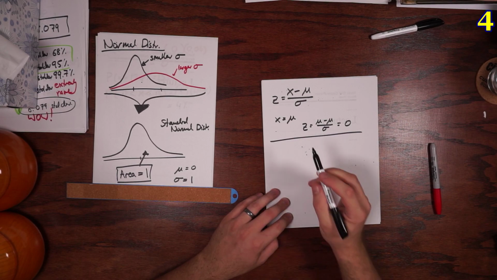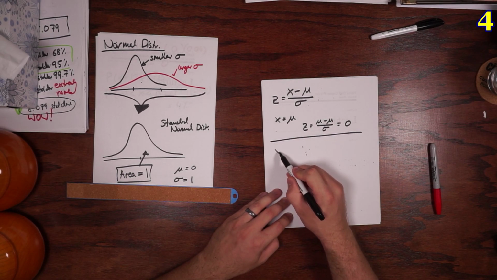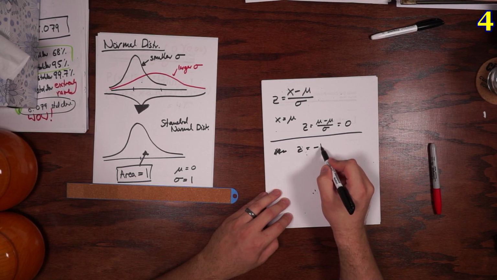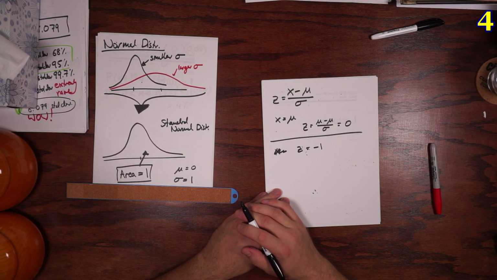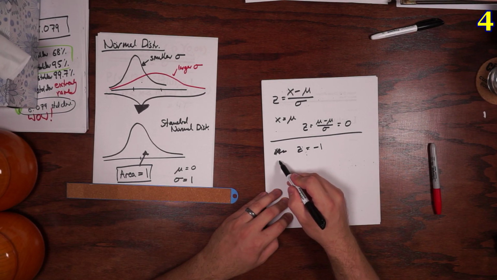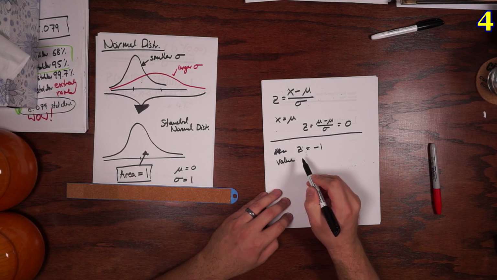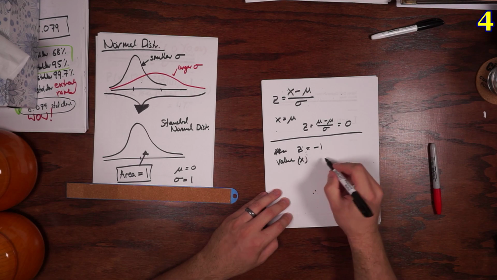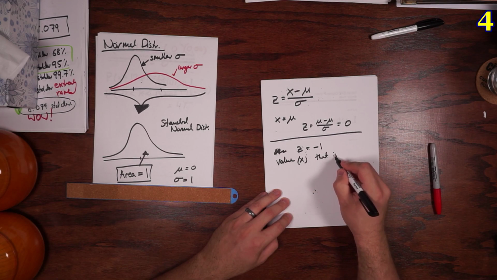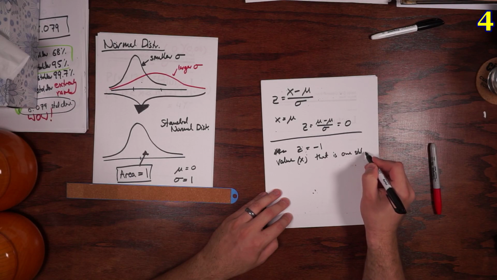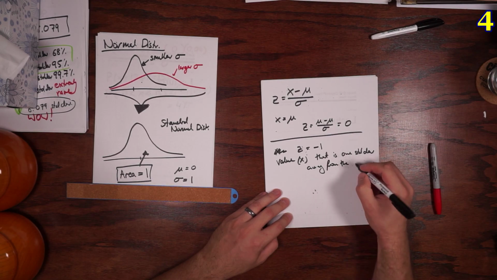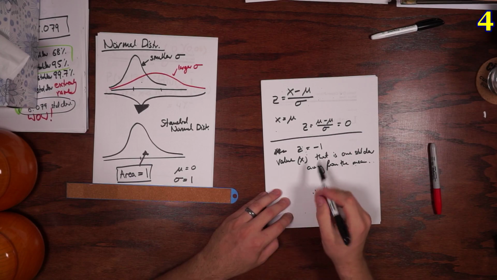Now, what else is cool about it? Well, if I asked you, what is z negative 1? Z negative 1 means it's a value, or a z-score, but also the value that is represented by the z, that is 1 standard deviation away from the mean. And I can even tell you that it's smaller than the mean.